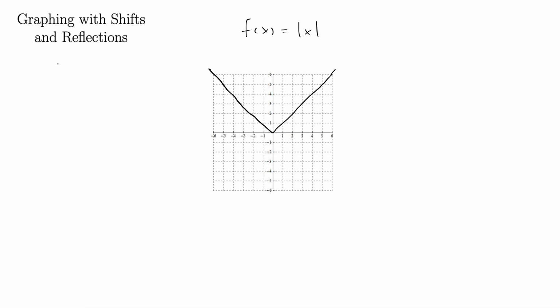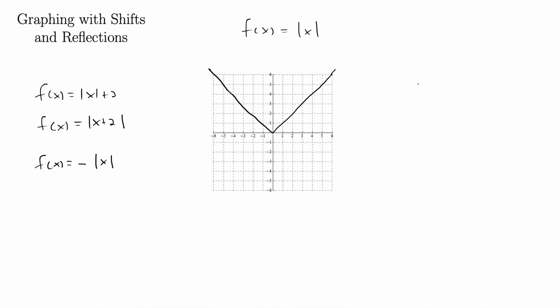But my question is, what if we now wanted to plot something like this? f of x equals absolute value of x plus 2. Or maybe f of x equals absolute value of x plus 2, all inside the absolute value. Or what if we wanted to do f of x equals negative absolute value of x? Okay, so we call these top two shifts, and this bottom one is a reflection.